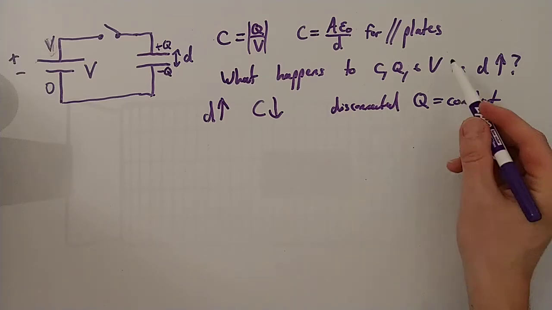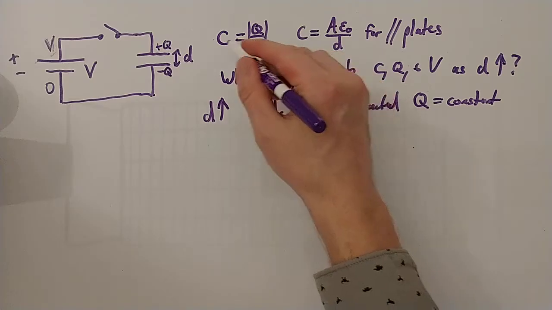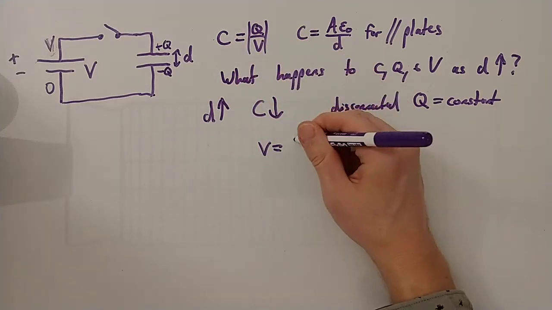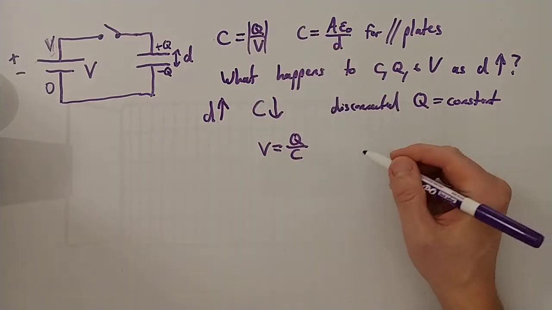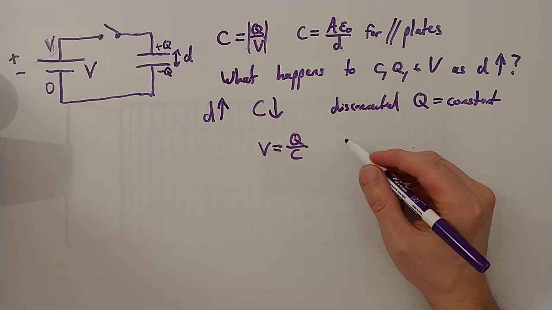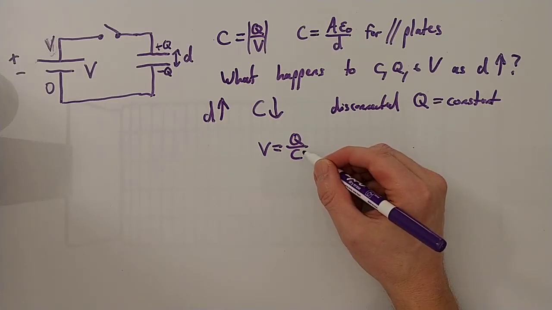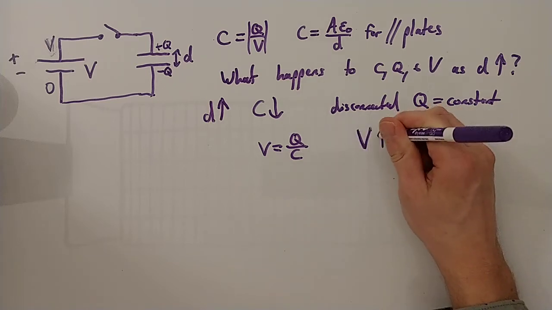And so what does that mean about the potential? Well, let's think about that. If we look at this equation here, solve it for potential. Potential is going to be Q over C, right? That's rearranging this equation algebraically. And so Q is constant and C is going down. So what does that mean about the potential? It means the potential is going to have to go up.